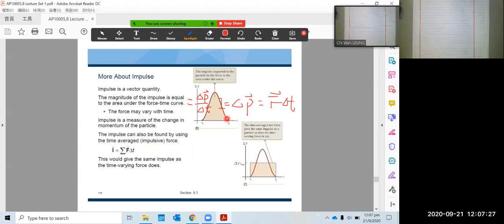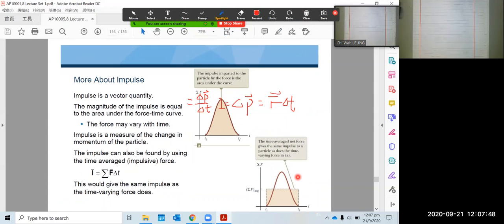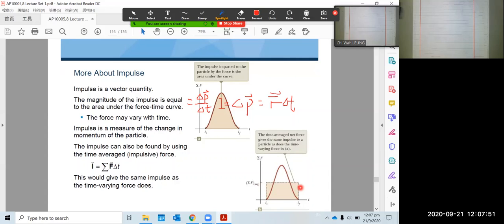However, we could always represent this complicated situation by an average force. So we could assume the force acting on the object is a constant over the time delta t. The total impulse brought about by this average force would be equal to the impulse brought about by this varying force. So the shaded areas of the two would be the same.